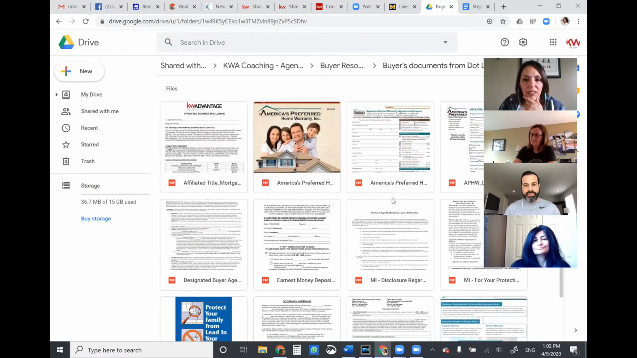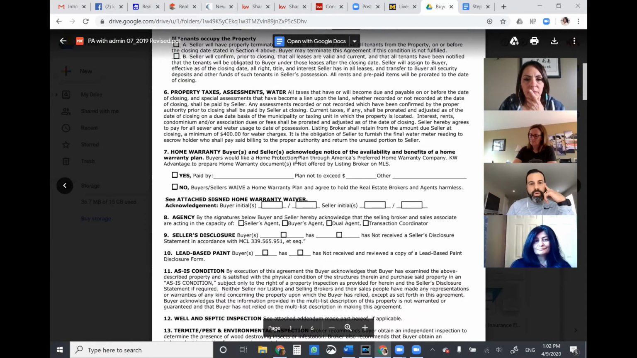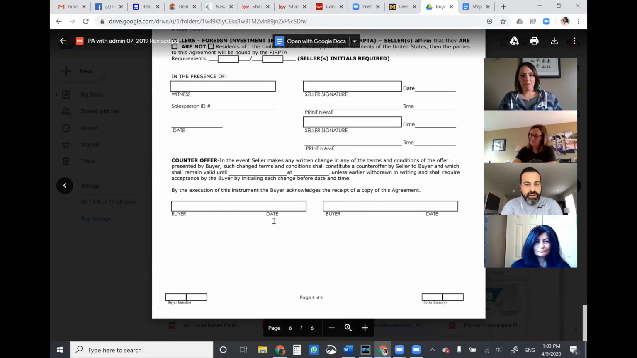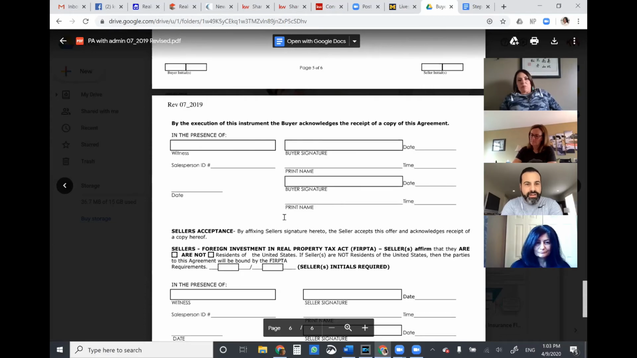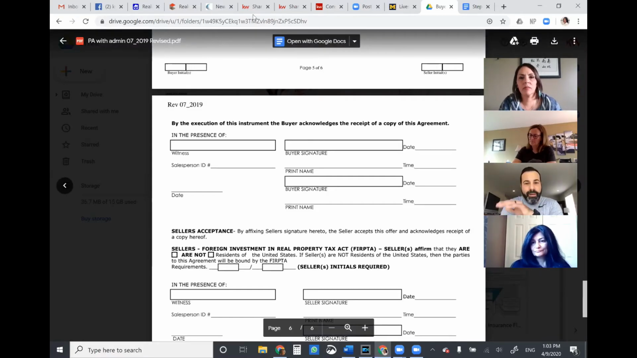Let me find it. Here it is. What I do then is, after my buyer has bottom lined it, I then have a fully executed PA, and that's what I provide copies of to everybody involved with the transaction.